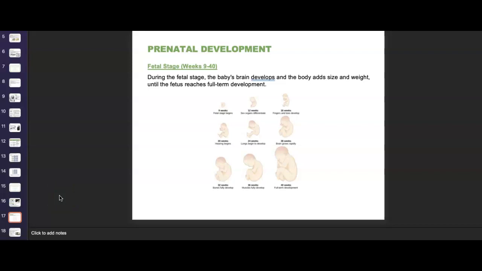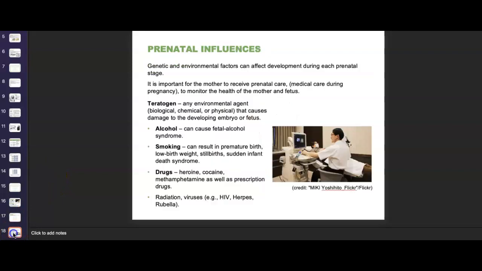The fetal stage goes from weeks 9 to 40. During the fetal stage, the baby's brain develops and the body adds size and weight until the fetus reaches full-term development. You can see this diagram here, the size of the fetus as it grows. Now, there are definitely things that can have a prenatal influence. There are genetic and environmental factors that can affect development during each prenatal stage. It is important for the mother to receive prenatal care. This is medical care during pregnancy to monitor the health of the mother and fetus.